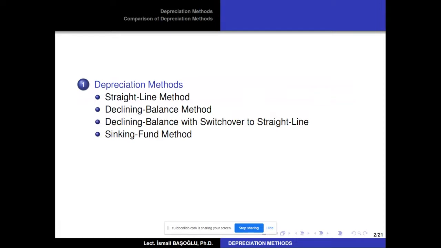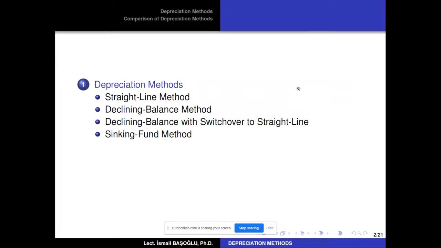We are going to mention 4 different depreciation methods which are commonly used in evaluating the depreciation amounts in the books of companies. These are called the straight line method and the declining balance method. There's a hybrid method of these two, which is called declining balance with switch over to straight line. And finally, the last methodology is called the sinking fund method.